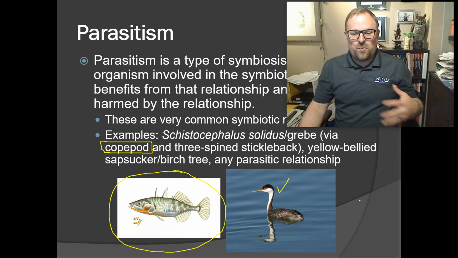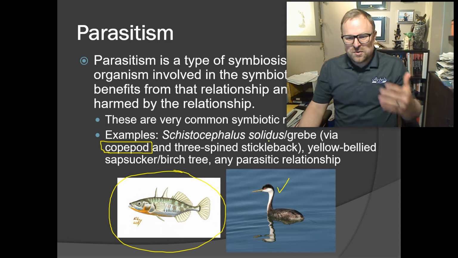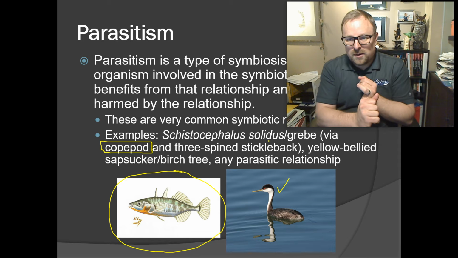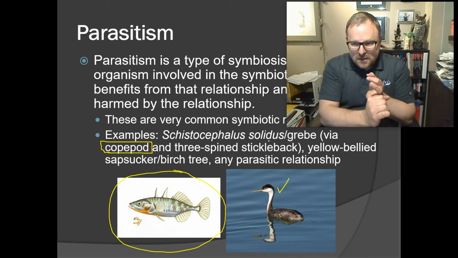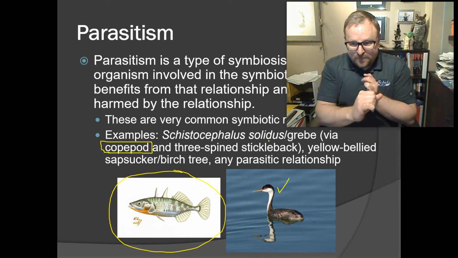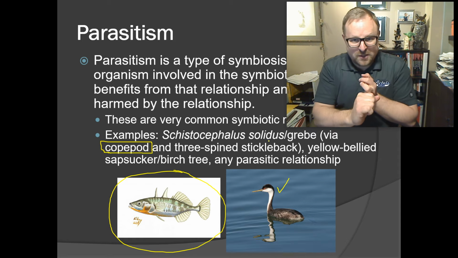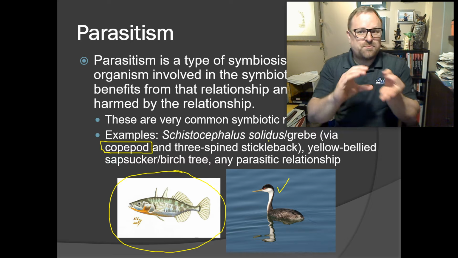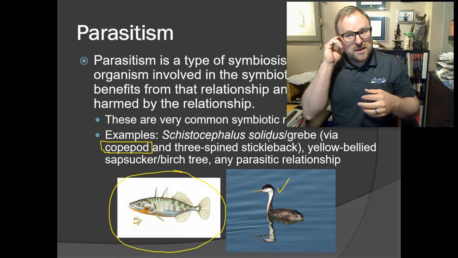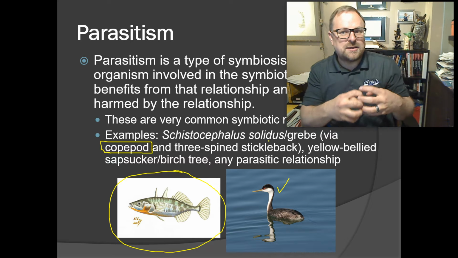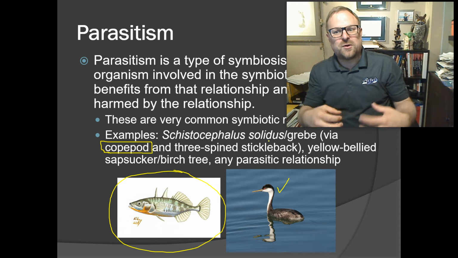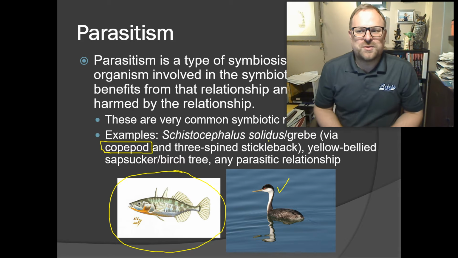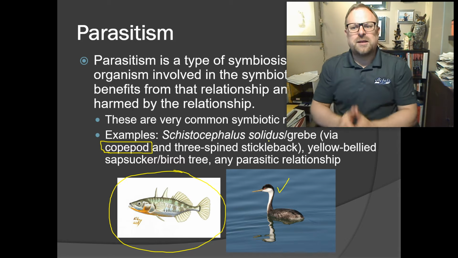So in this case, the Schistocephalus, the tapeworm, is benefiting from being part of the copepod, because then it knows it's going to get eaten by the stickleback. It's benefiting from being in the stickleback because it knows it's then going to get eaten by the western grebe. And it's benefiting by being in the western grebe because it can have the nutrients that it needs in order to develop into an adult, so it can lay its eggs and start the whole cycle again. I love it. It's completely messed up.